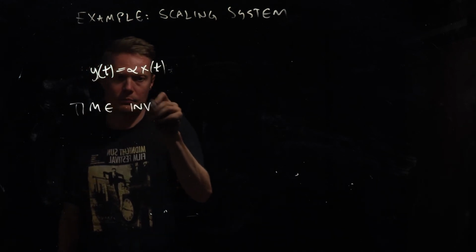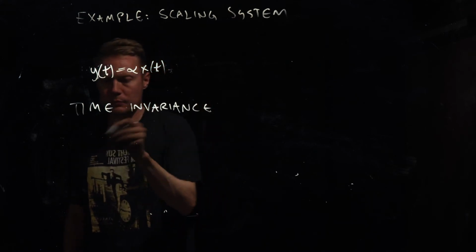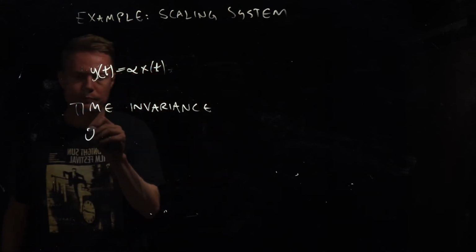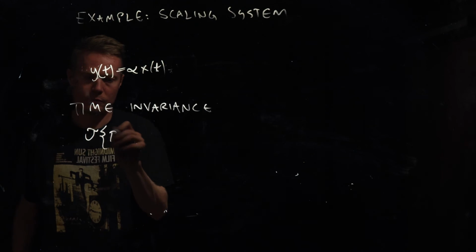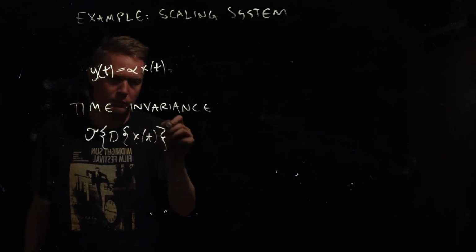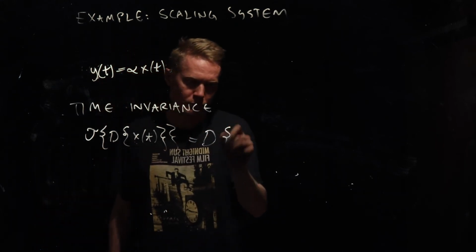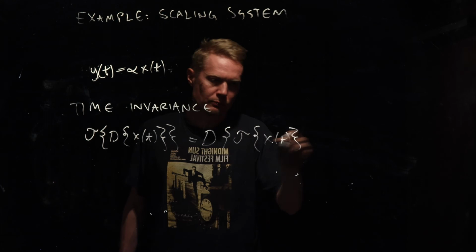Okay, let's look at the test for time invariance. Here's the formal test for time invariance. T is the system and D is an arbitrary time shift. This means that we can apply a time shift before or after applying the system T, and we will get the same results.